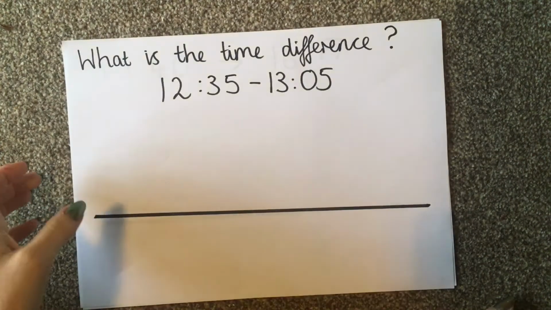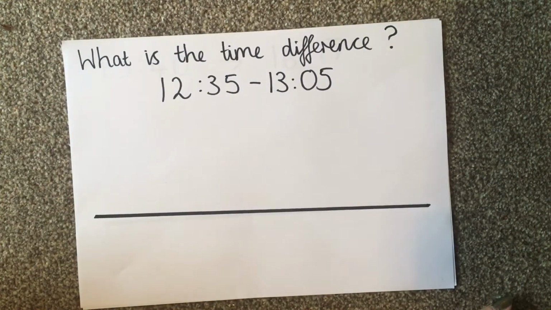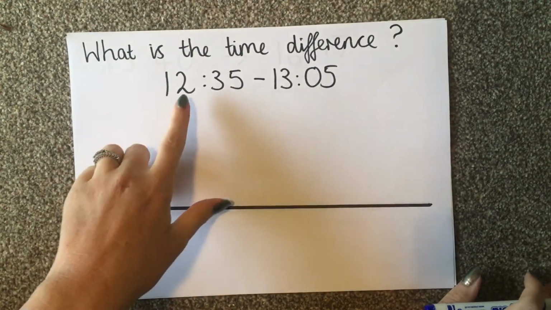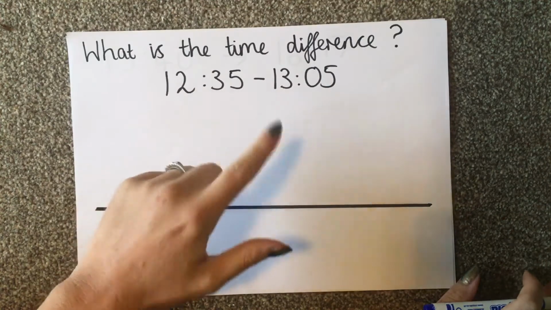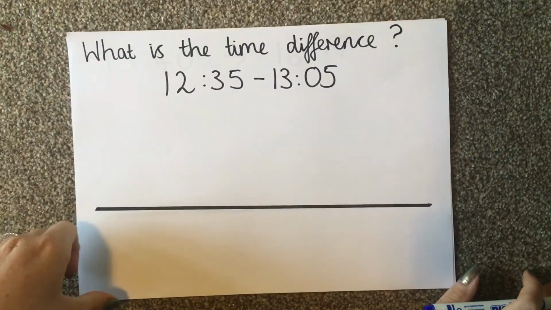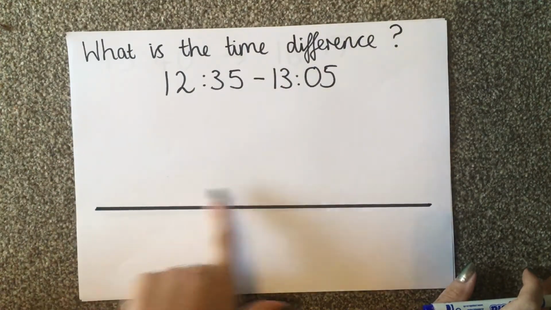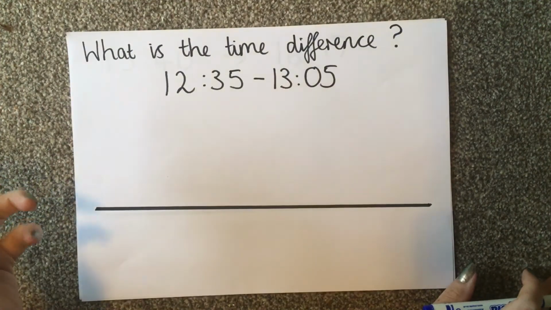When we're trying to find the difference between two times, it's the space between them, the amount of time between them. So I might want to know how many minutes there are between 12:35 and 13:05. Some things like this you might be able to do in your head, others I find it really helpful to use a blank number line. So I'm going to show you how to do that.